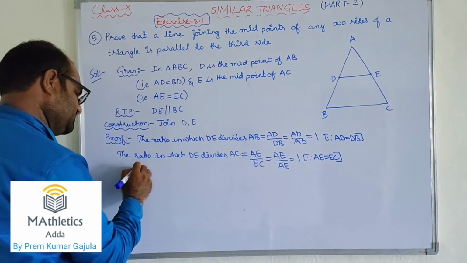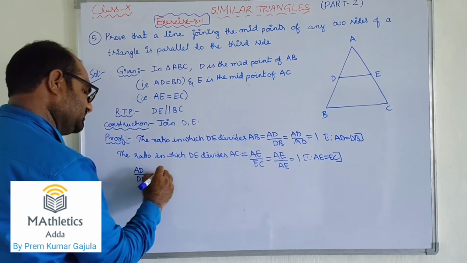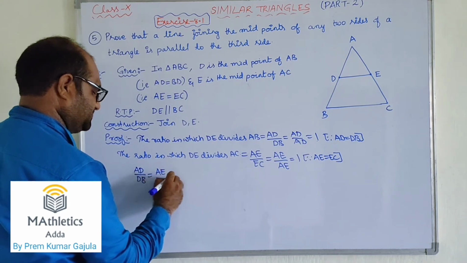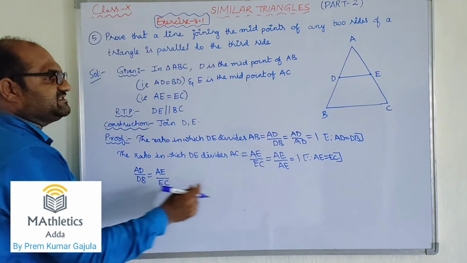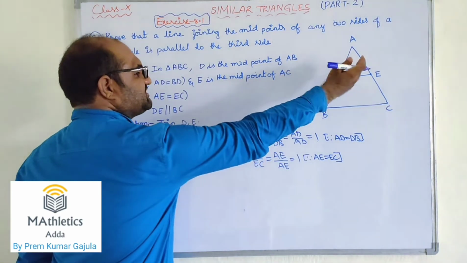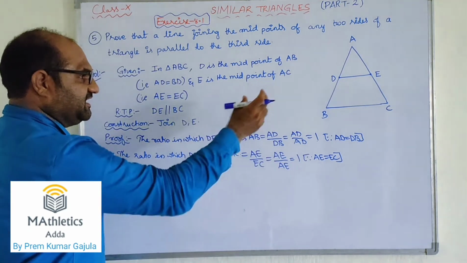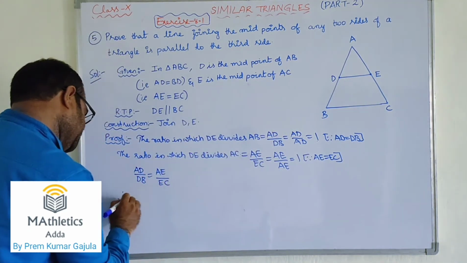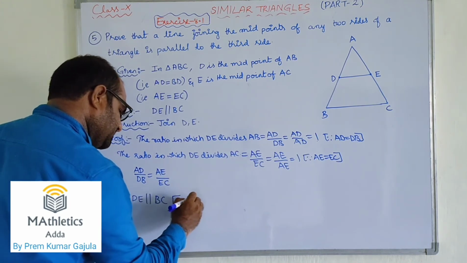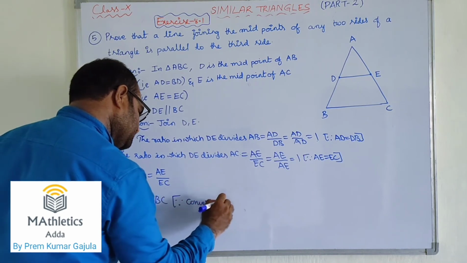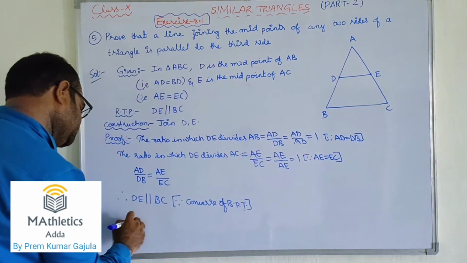So I am writing the same. AD by DB is equal to AE by EC. Now we can say that DE is dividing both the sides in the same ratio. So from the converse theorem of BPT, we can say that the line is parallel to BC. So therefore, DE is parallel to BC from converse of BPT. Hence proved.